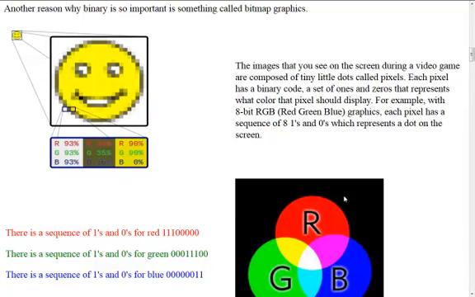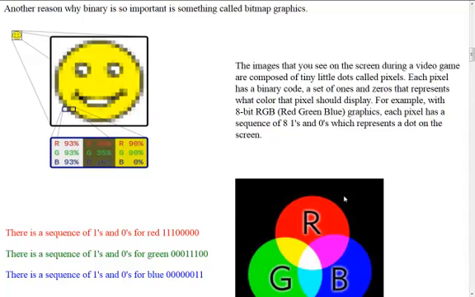Each pixel has a binary code, a set of ones and zeros that represents what color that pixel should display. For example, with 8-bit RGB, red, green, blue graphics, each pixel has a sequence of 8 ones and zeros which represents a dot on the screen. There's a sequence of ones and zeros to represent the color red. It starts with 3 ones. There's a sequence of ones and zeros to represent the color green.